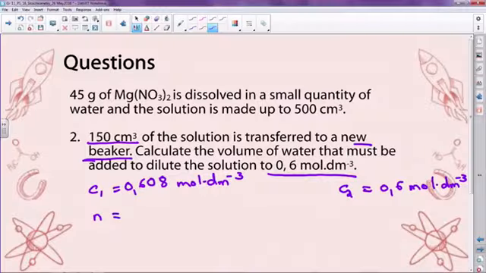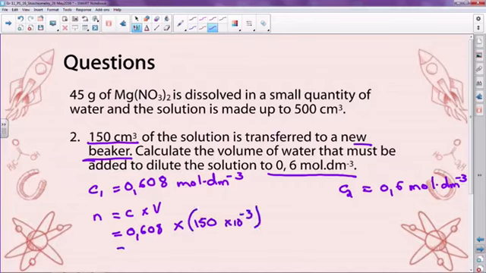Right, everybody, that's your time up. Let's have a look. I'm going to do this what we call the long way around. Moles equals concentration times volume. Why am I doing that? Because whatever volume I take out has got a certain number of moles, and that number of moles I'm putting into my new container. So I need to work out my number of moles. It's going to be 0.608 times 150 centimeters cubed, so 150 times 10 to the minus 3. Let's put that in a bracket.